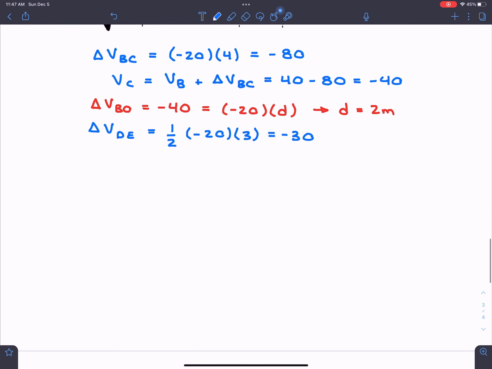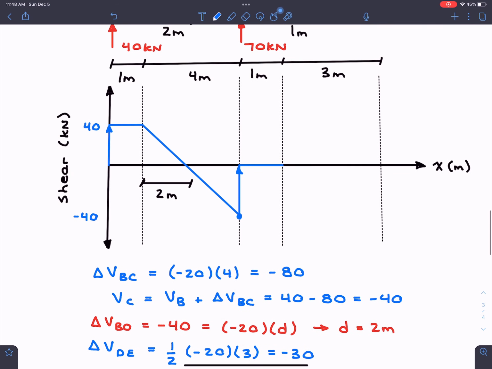Now again, this will allow us to solve for the shear at point E because we know the shear at D. So the shear at E is going to be the shear at D plus the change in shear between these 2 points, so it'd be DE. We know that the shear at D from our diagram starts at 0, and then we're basically subtracting 30, and we get this is equal to -30. So I'm going to come up here, and at this point over here, we know that our shear has to be -30. So I'm just going to put another mark on my axis, -30.